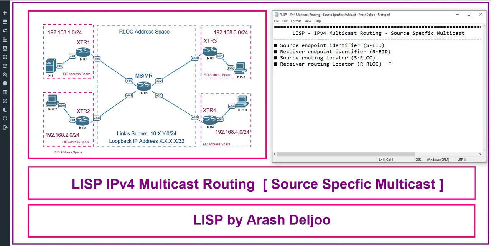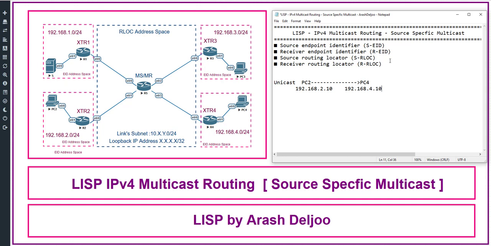You know that when we are using LISP for forwarding unicast packets, we need to advertise both source and destination to the mapping server. For example, in this scenario, assume that we are sending one unicast traffic from PC2 to, for example, PC4. This is the unicast packet. Let me write here: the source IP of this packet is 192.168.2.10, and the destination IP address is 192.168.4.10. This is a unicast packet.